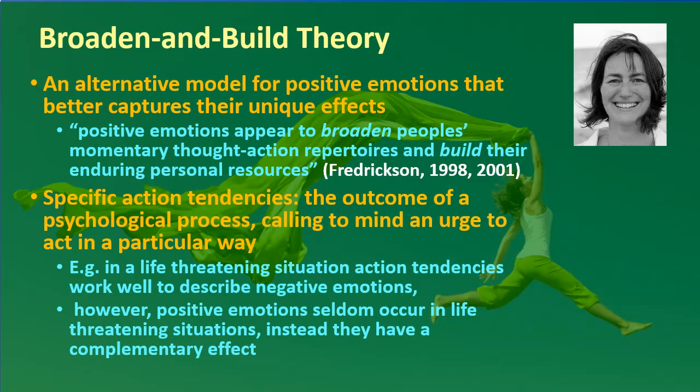So we want to call our mind to urge to act in a particular way. For example, as we said before, in a life-threatening situation, action tendencies describe negative emotions. But if it's a life-threatening situation, we don't usually have a positive emotion. There's no complementary effect there. Does that make sense?